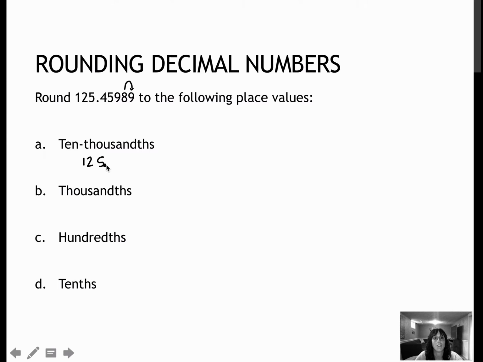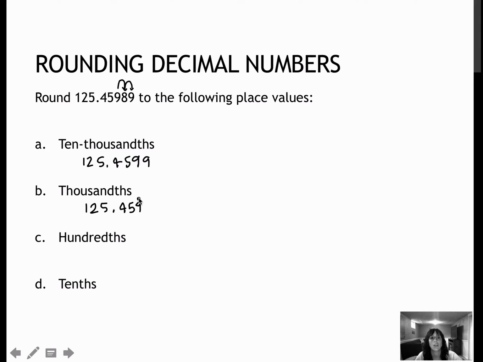So 125.4599. Now I'm going to look at the thousandths, which is one place to the left. So this is the thousandths place. I look to the right. The 8 says, yes, I need to round up, but this one's one of those tricky ones, so be careful. A lot of us would write 125.459, but how do you round up a 9?